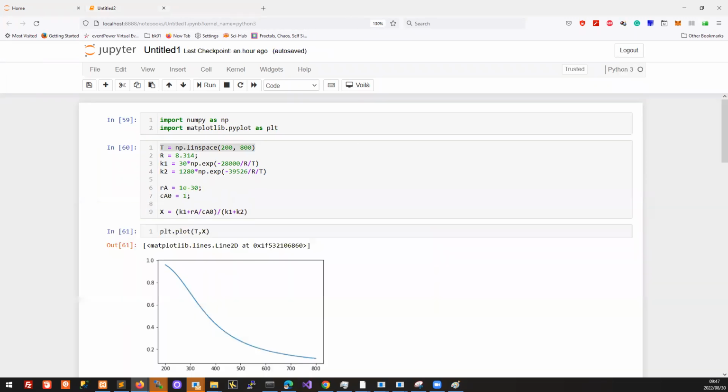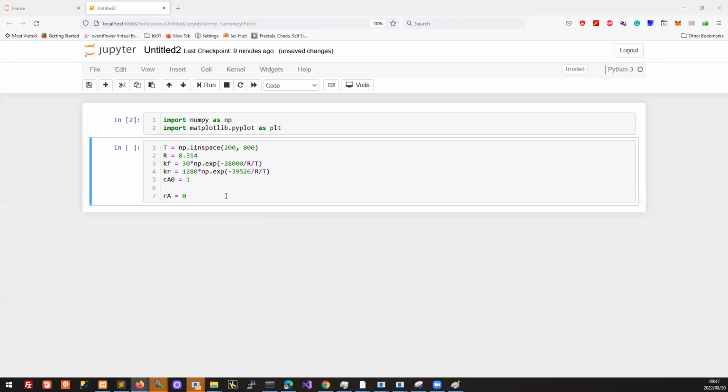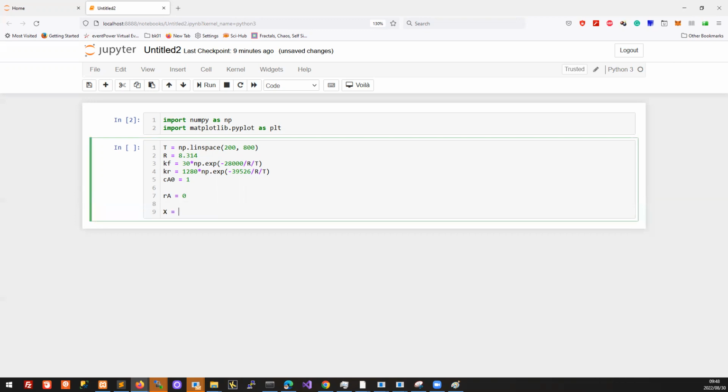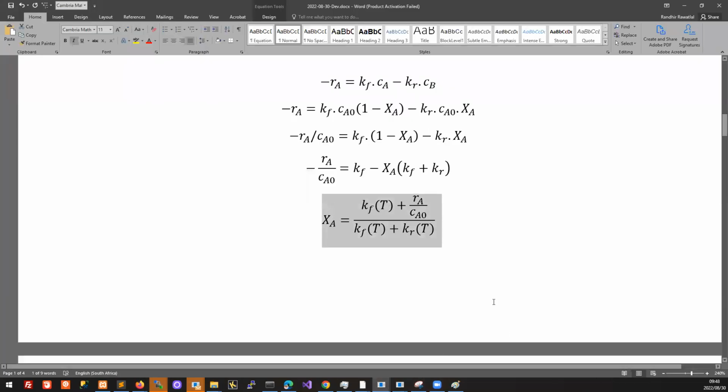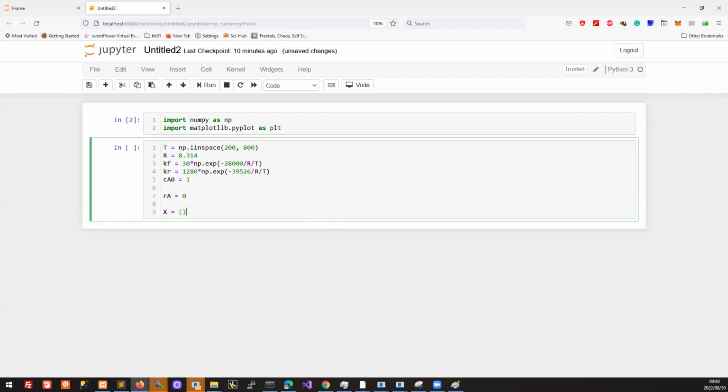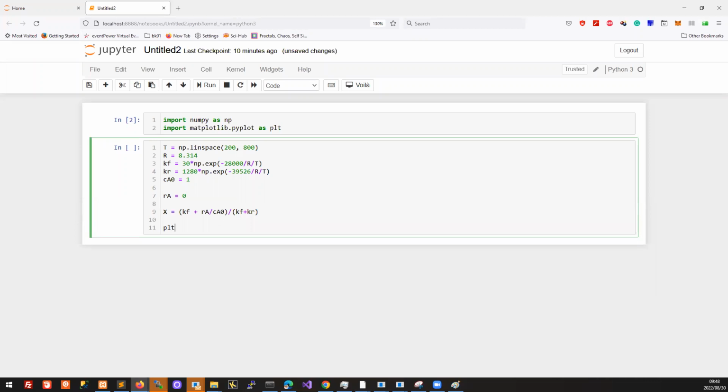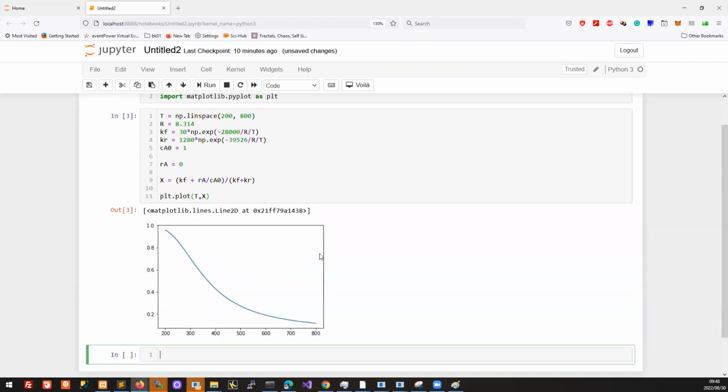All right. So we're going to look here at X as a function of T. We can say X equals, and according to our development here, it's going to be the forward constant plus RA over CA naught, so KF plus RA over CA naught, divided by KF plus KR, okay? And so let's just go ahead and plot that. Okay, so that's our equilibrium line, right?